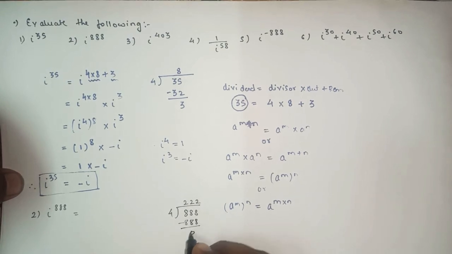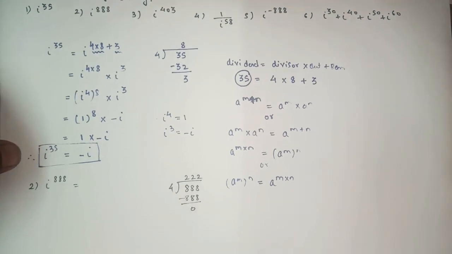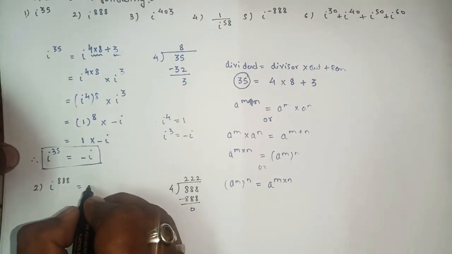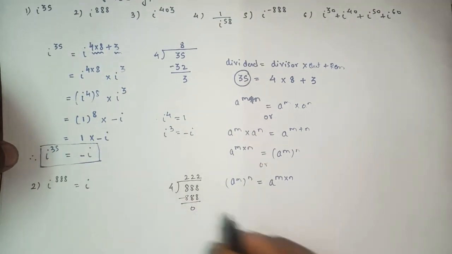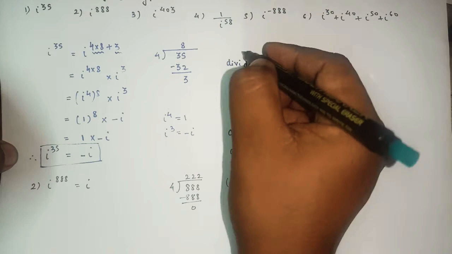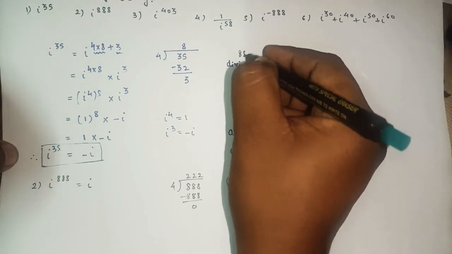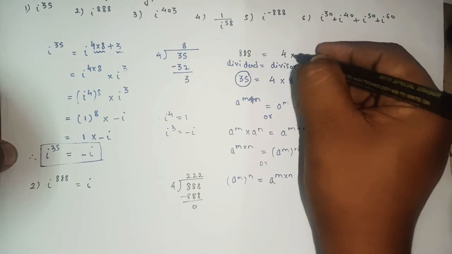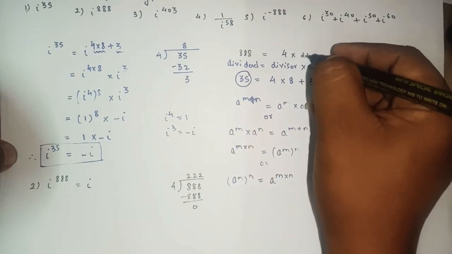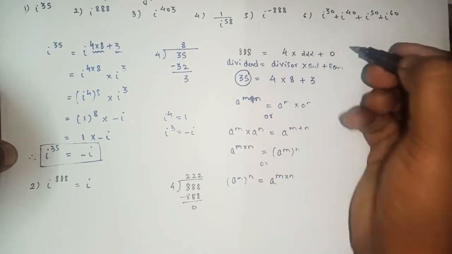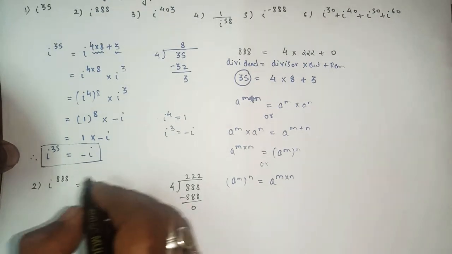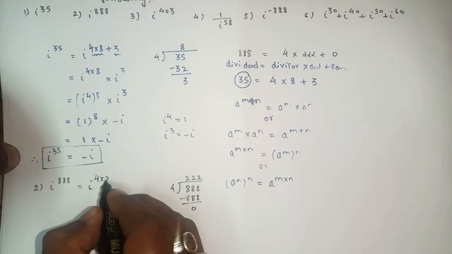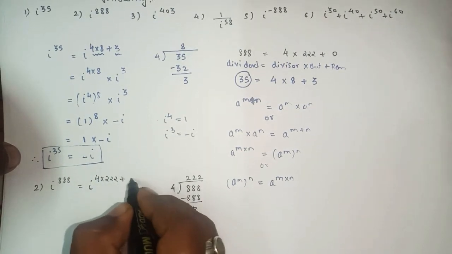888. So the remainder will be 0. So here this 888 we can write as what? Okay, by using this formula, dividend is what? 888. Divisor is what? 4. Into quotient, here we got it is 222, and the remainder is what? 0. So this 888 we can write as 4 into 222 plus 0.